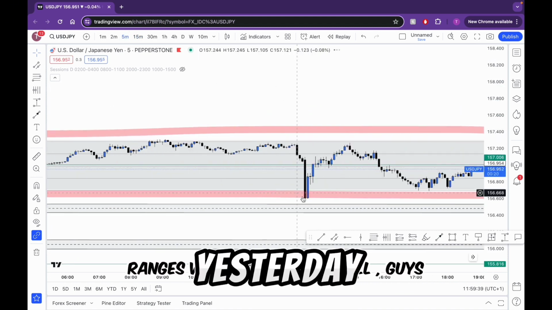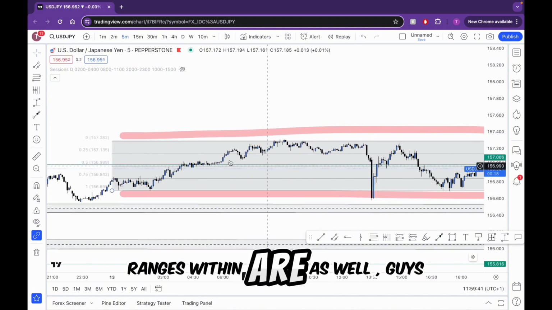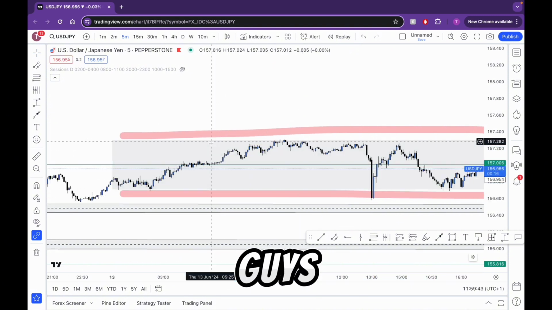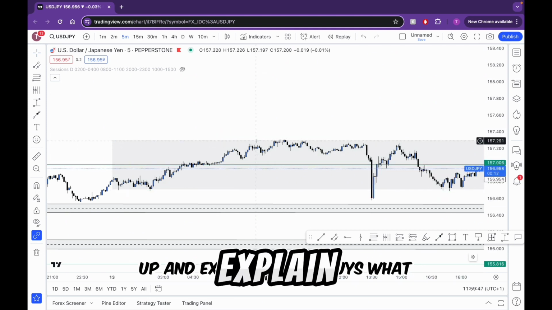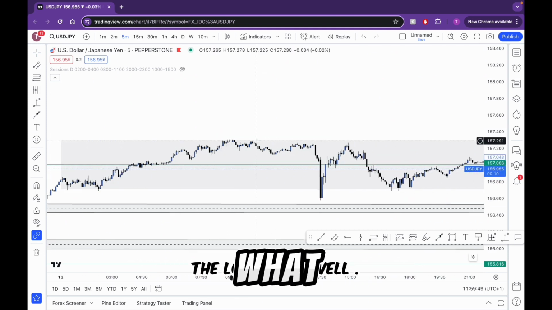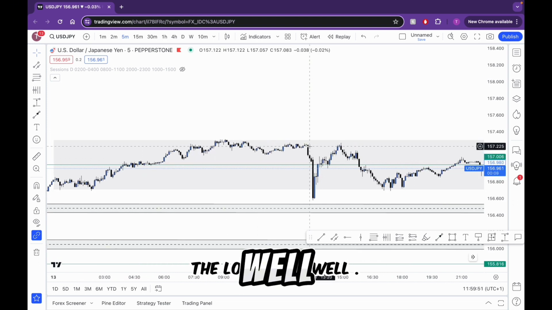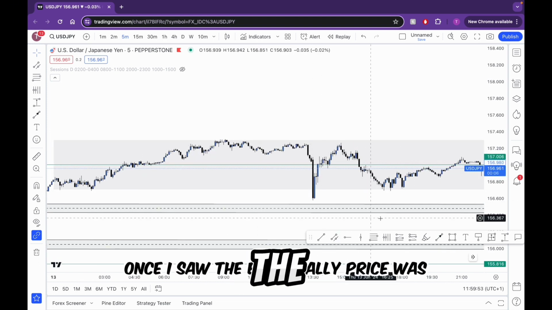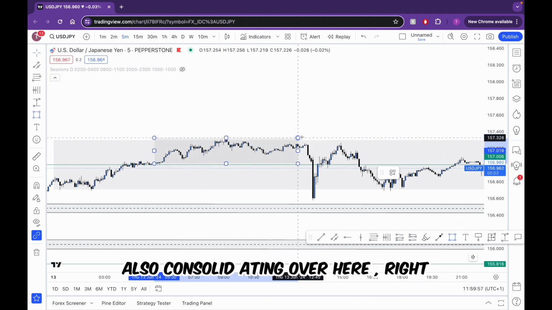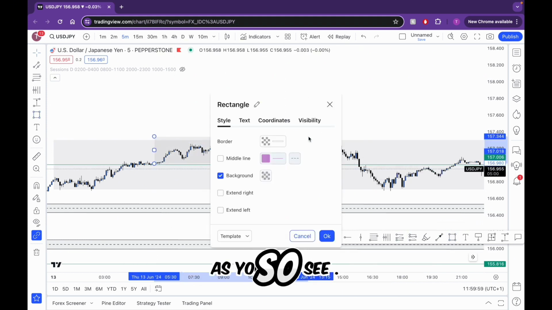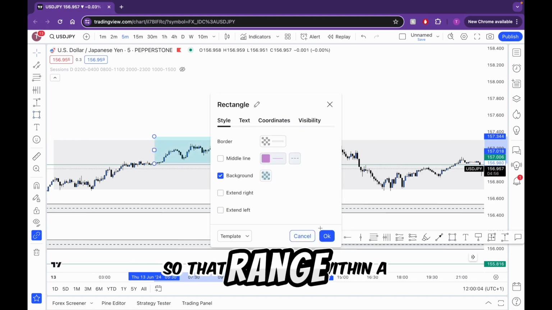So yesterday, there are ranges within ranges as well, guys. I'm going to clear this up and explain what the logic is. Once I saw that price was also consolidating over here, as you can see, let me make it in a way that you can see. So that's a range within a range.